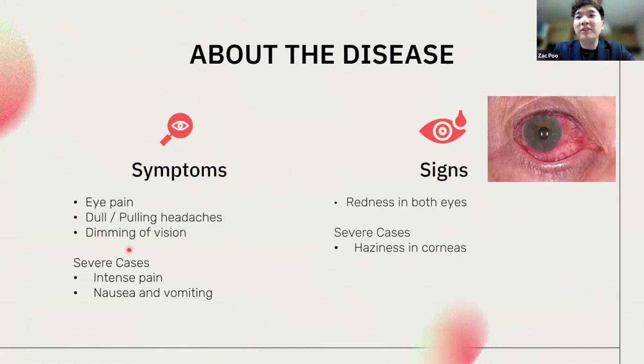There's also a dimming of vision, meaning your vision gets darker. You will start to notice your night vision may not be as good. Even in the day, you seem to have difficulty trying to look at things. These are some of the symptoms as well.